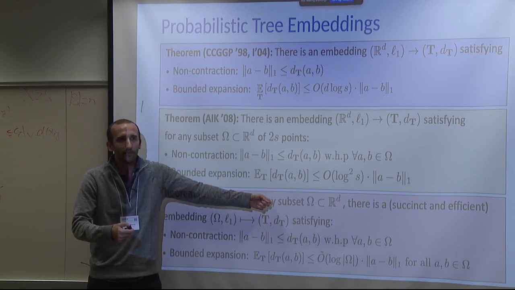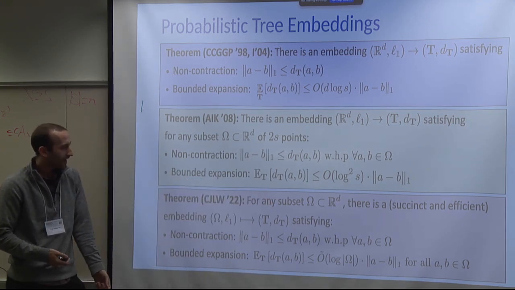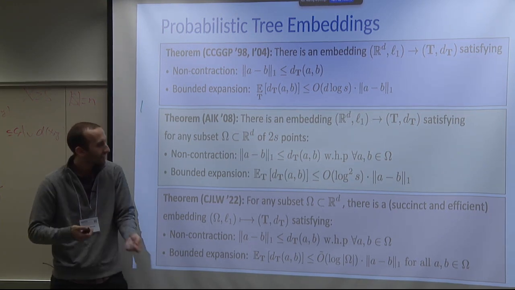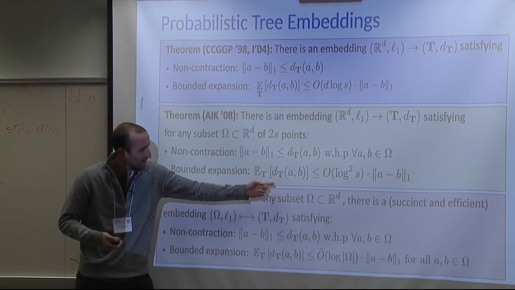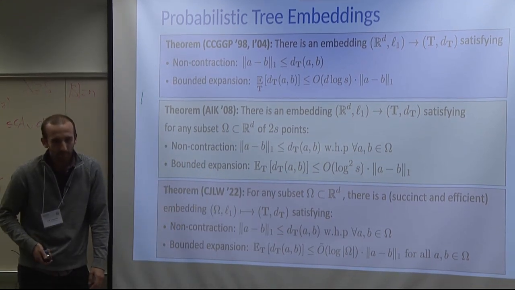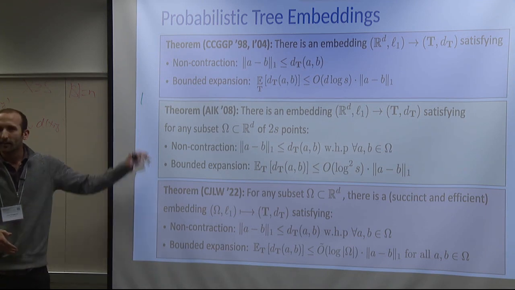It's still computationally efficient. And if you're only applying it to 2 subsets of size S, omega is of size 2S, and we get a log S approximation. Cool. Any questions on the theorem statement?